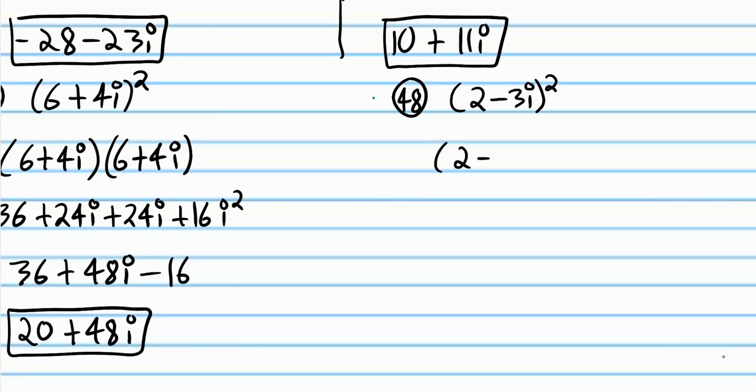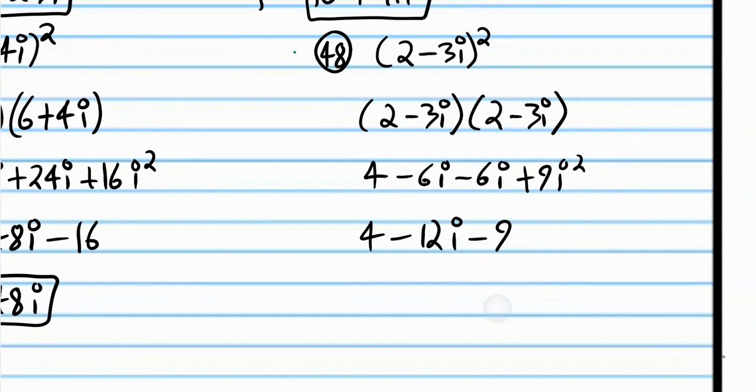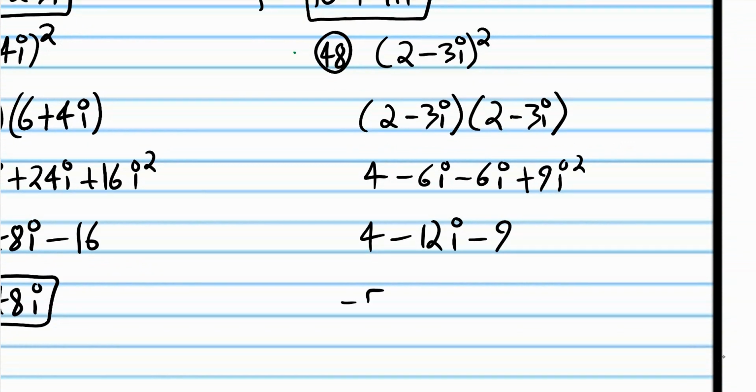So we have 2 minus 3i times 2 minus 3i. 2 times 2 is 4. 2 times negative 3i is negative 6i. Negative 3i times 2 is negative 6i. And negative 3i times negative 3i is positive 9i squared. Combine the inner terms, and that becomes negative 9. Just double checking that, so it becomes negative 5 minus 12i, and you're done. So if you got that answer, good job.